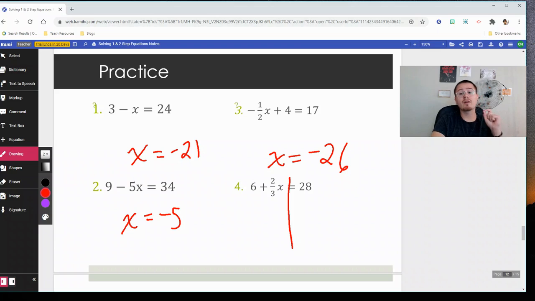I'm going to ask myself, okay, what do I got to do to get the x all alone? I got to get rid of the 6. Got to get rid of this 2/3. Ask yourself, okay, am I adding or subtracting one of those? The 6 is a positive number, so I can undo it with subtraction. So that's what I'm going to do first. Subtract 6 on both sides using the SPE.